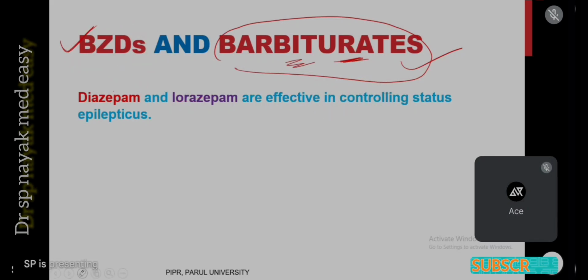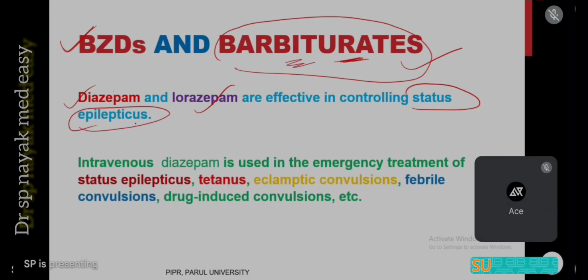In benzodiazepines we have diazepam and lorazepam. You should not forget these two drugs, very important drugs. As I told, diazepam and lorazepam have rapid onset of action. That's why they are commonly indicated for emergency conditions, especially in status epilepticus. They are available in IV form as well. That's why they are used in status epilepticus. Intravenous diazepam is used in emergency treatment for status epilepticus.